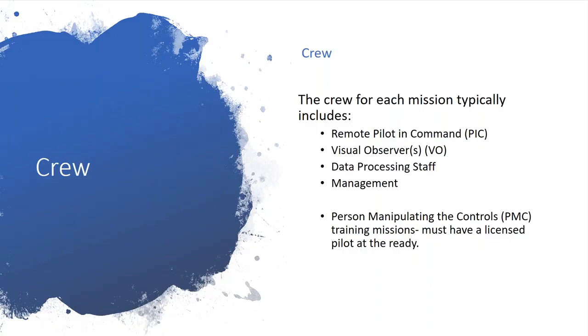There is an optional person, a person manipulating the controls. Those are for training missions. I can let people take the sticks on the drone and learn how to fly, but I have to be around them so I can immediately take control of the sticks if something starts to go wrong. The person manipulating controls does not have to be a licensed pilot, but the remote pilot in command has to be a licensed pilot under Part 107 through the FAA.